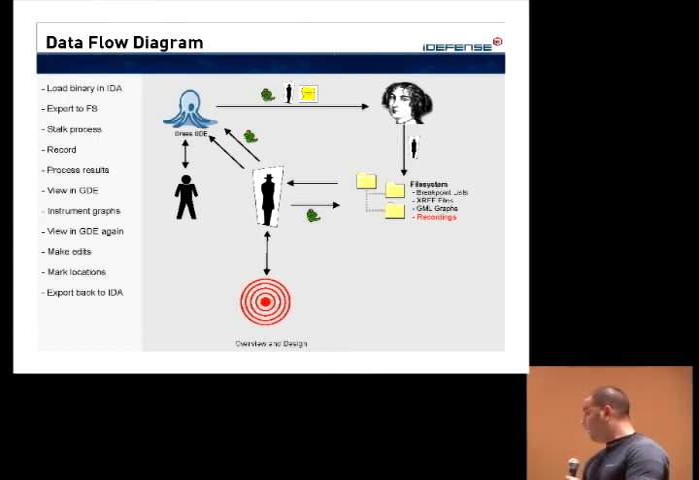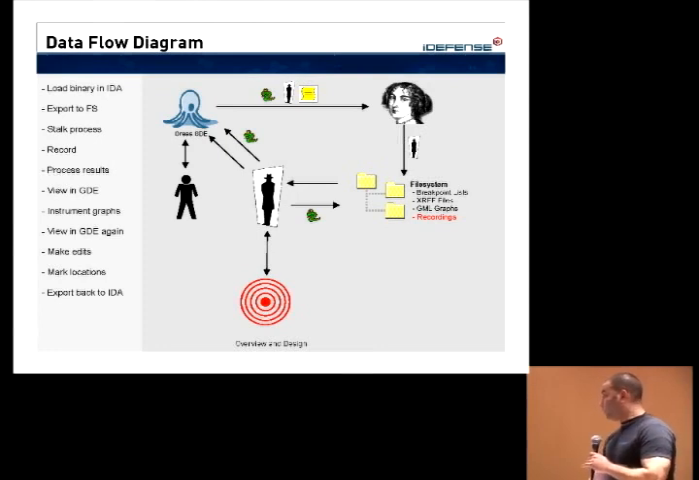From there, you would take those files and feed them to the actual Process Stalker tracer, which will attach to or load a target process. That, in turn, generates a recording back to the file system, which you could then use to apply onto those graph files to generate a visualization. And we'll get into this later on.